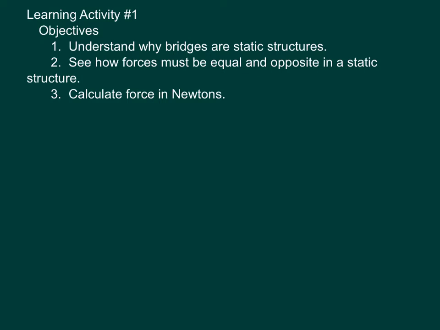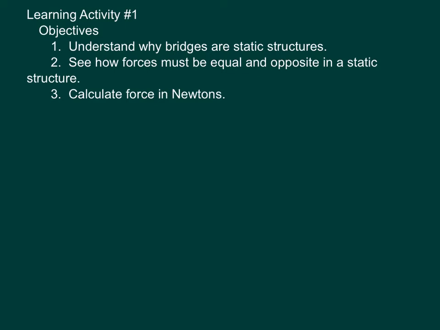What you should have done before starting this is to read and take notes on learning activity number 1, pages 1 through 10. And that would be on Moodle. The objectives for this lesson are: number 1, understand why bridges are static structures. 2, see how forces must be equal and opposite in a static structure. And 3, be able to calculate force in newtons.